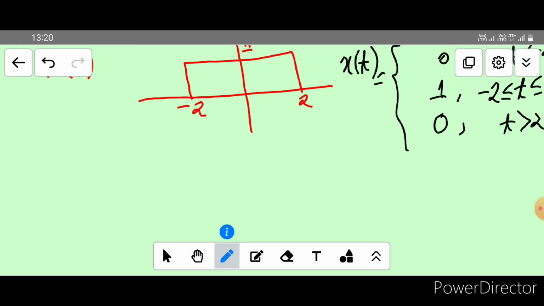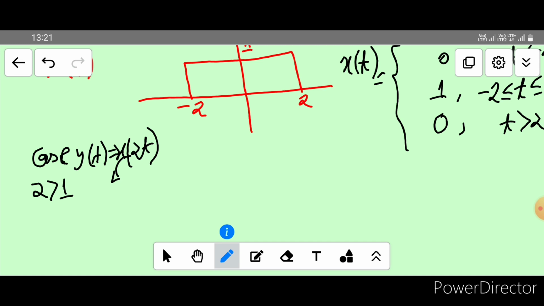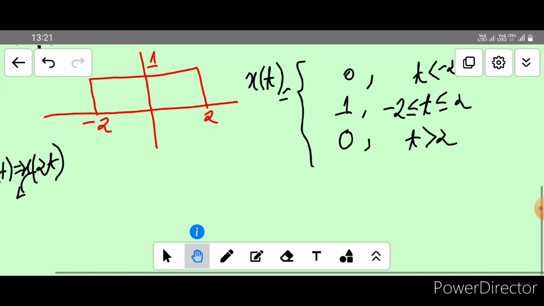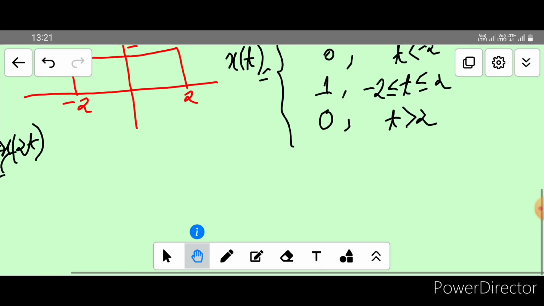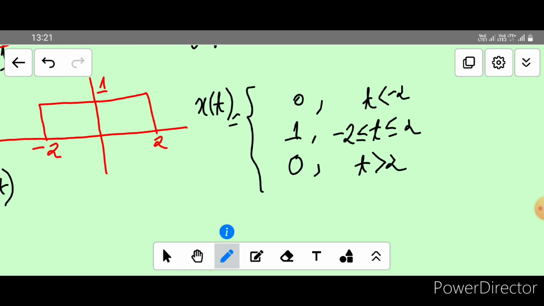Now suppose in case 1 we are taking y(t) equal to x(2t). We can see here 2 is greater than 1. So as stated above, our signal x(t) should undergo compression. So let's see mathematically what will be the changes now.